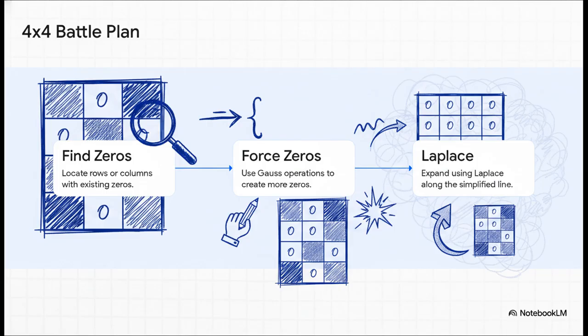First, you hunt for any row or column that already has zeros. Second, use elementary Gauss operations, like adding a multiple of one row to another, to force even more zeros into that specific line. And finally, you expand using Laplace right along that zero-heavy line.